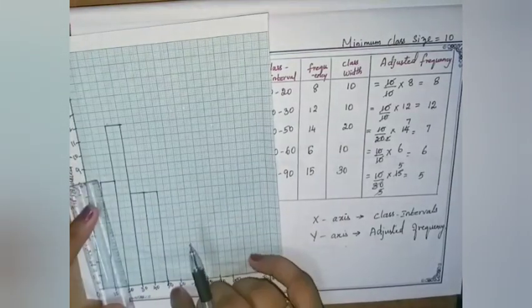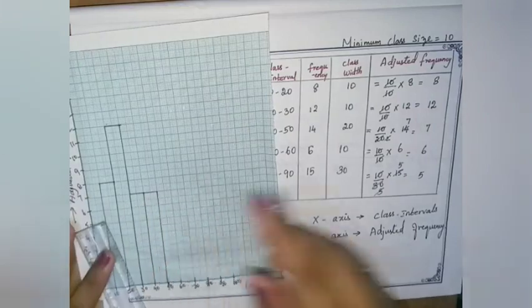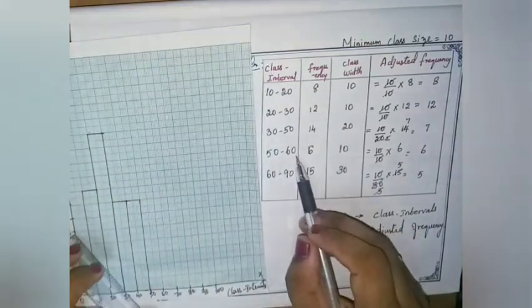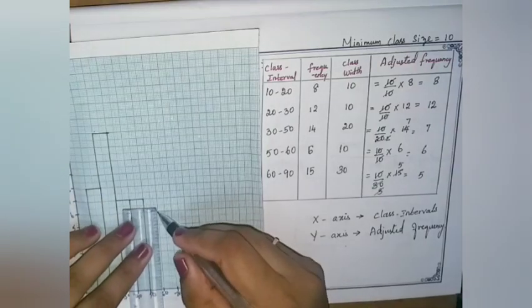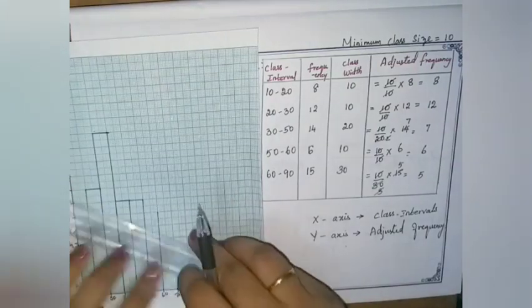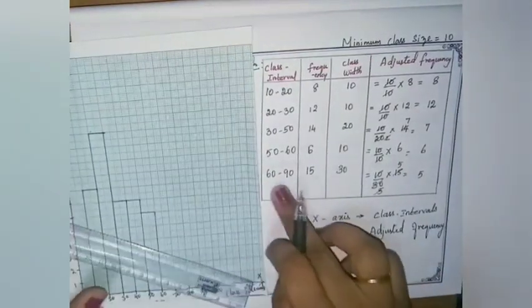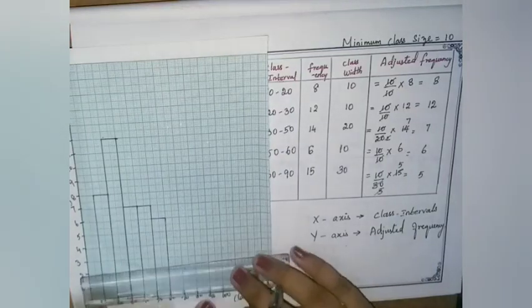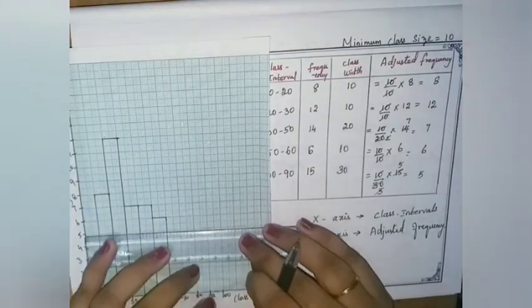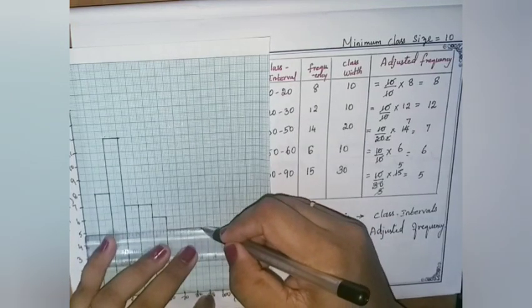From 30 to 50 it is the same 7, and 50 to 60 it is 6, and 60 to 90 it is the same 5 only. So directly you can draw the horizontal line till 90, it is 5.